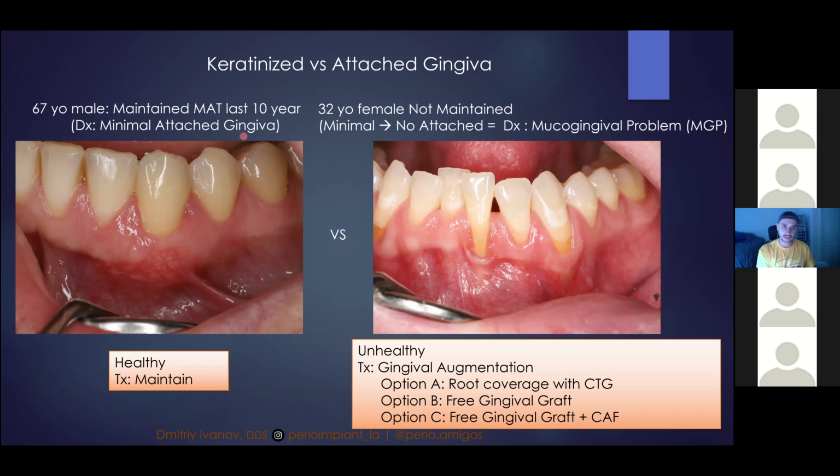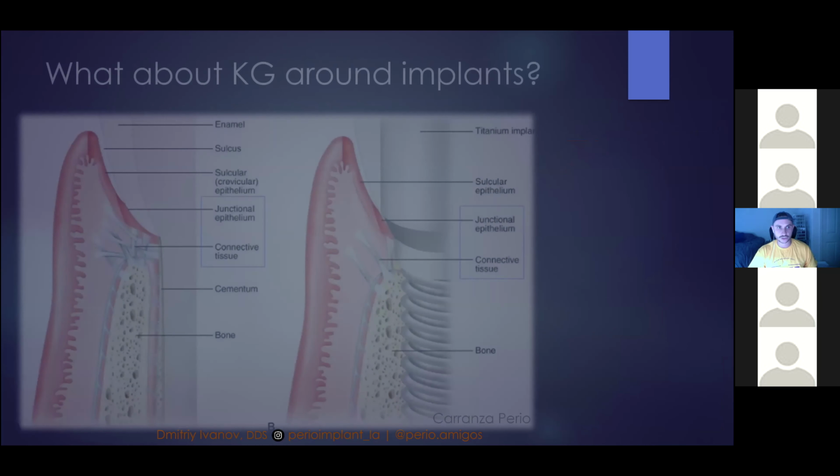So like this case on the left, you have a very limited zone of keratinized gingiva, but it's relatively healthy. It doesn't mean that I need to grow more keratinized gingiva just because there's very little of it. But if you put a periodontal probe and the probe does not go beyond the mucogingival junction, that's called minimal attached gingiva. It's healthy, you can maintain that. Now in these cases where you don't really have attached tissue, we do recommend some sort of augmentation procedures.